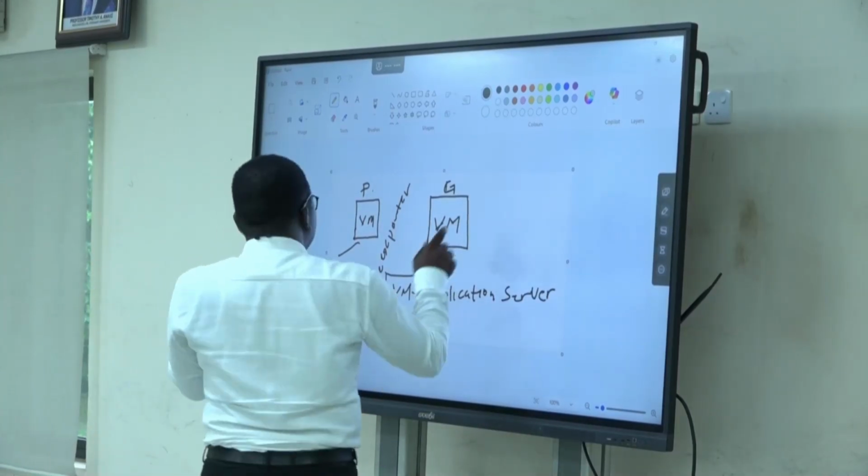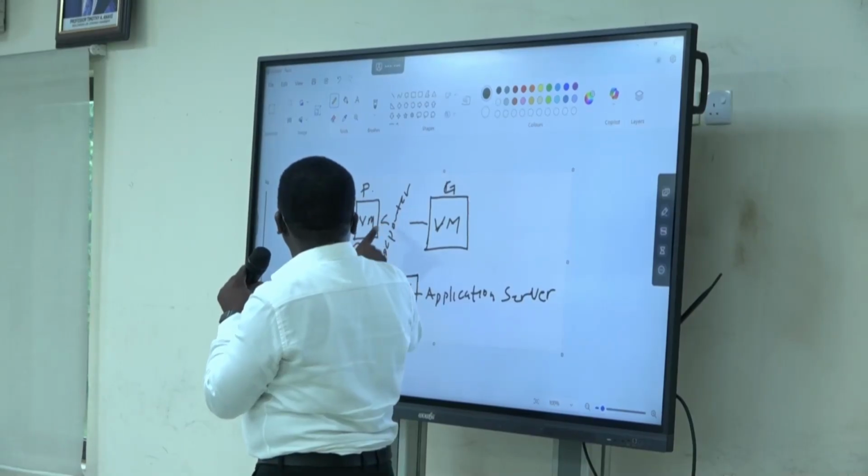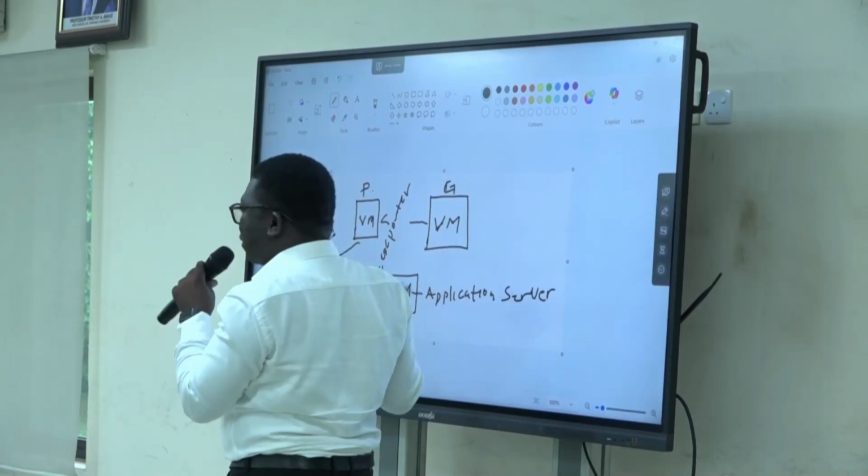So this is our Grafana. This Grafana will communicate with this, basically. So do we get it?